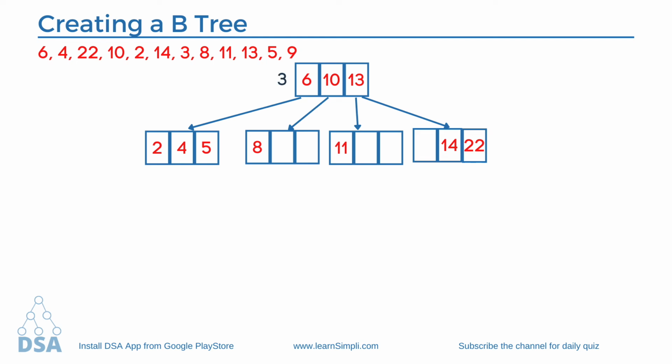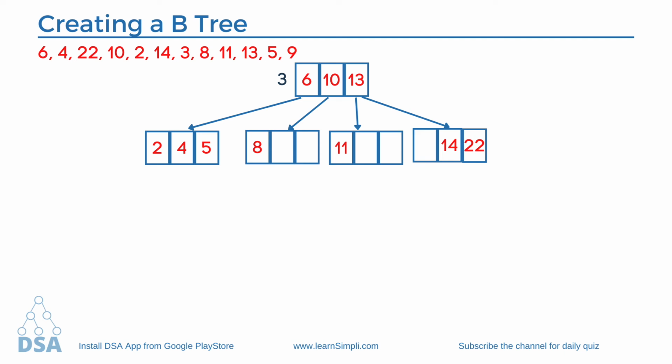Now find out the median out of 3, 6, 10 and 13. So we will go with 3, but as we know that the root node is already having 3 keys filled. Therefore, we cannot insert 3 in an existing root node. So we will have to find out median out of 3, 6, 10 and 13.